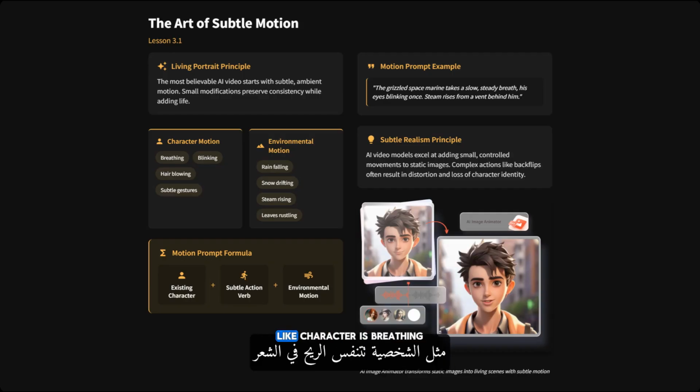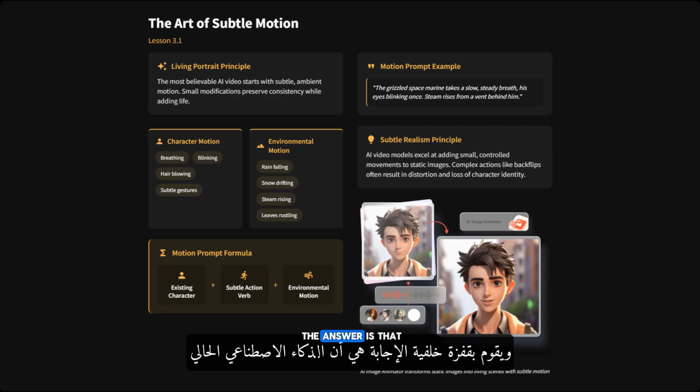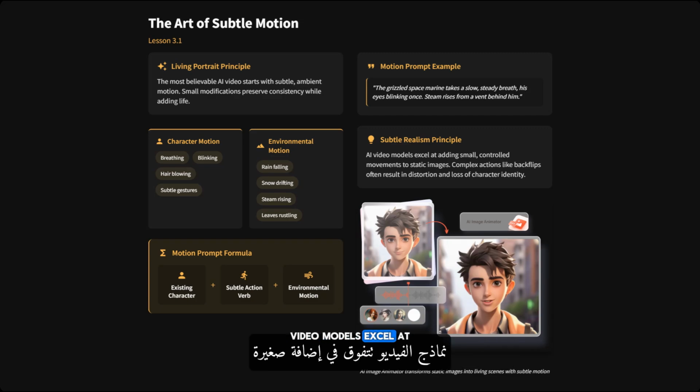Why is a prompt like "character is breathing, wind in hair" more likely to produce a high-quality AI video than "character dodges a laser blast and does a backflip"? The answer is that current AI video models excel at adding small, controlled movements to a static image. A prompt for breathing and wind only requires minor, localized pixel changes, which preserves consistency. A prompt for a backflip requires the AI to invent complex physics and anatomy from scratch, which is highly likely to result in distortion, warping, and a complete loss of character identity.